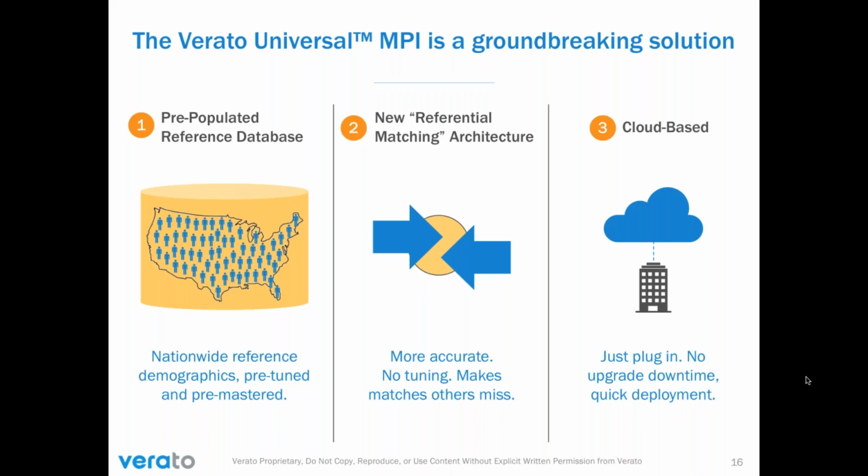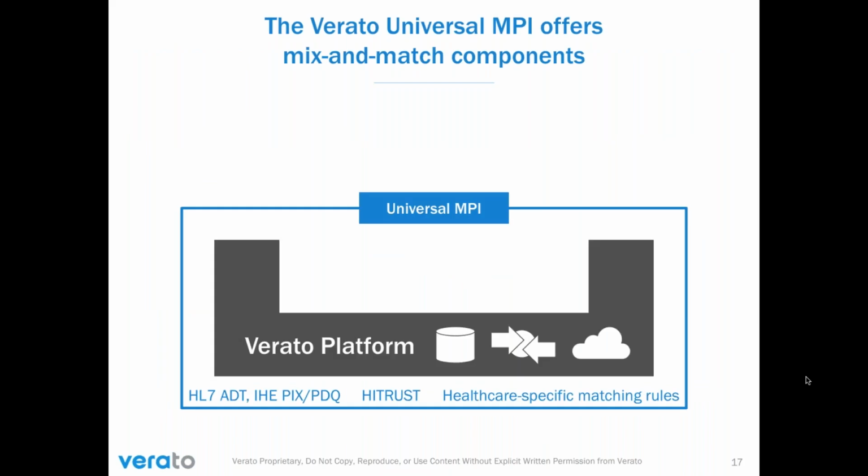solution. So it's the accuracy of the referential matching, the fact that it's less tuning required, the fact that it's very easy to deploy in the cloud. All of these things make it a very different and groundbreaking solution compared to what's available with other traditional MDM and MPI approaches. And the Verato Universal MPI is not just one thing. It's really a platform through which we offer different services and different capabilities. You can mix and match them based on what you need.